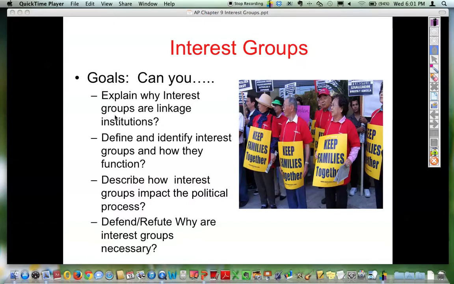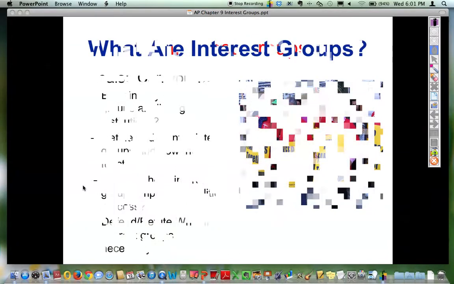We talked about in class the other day going through interest groups. Remember, can you define an interest group? How are they linking people to government? Can you define and identify interest groups and how they function? And can you describe how interest groups impact the political process? The last one is more of a critical thinking question, defending or refuting why interest groups are necessary in society. And James Madison discussed that in Federalist number 10.